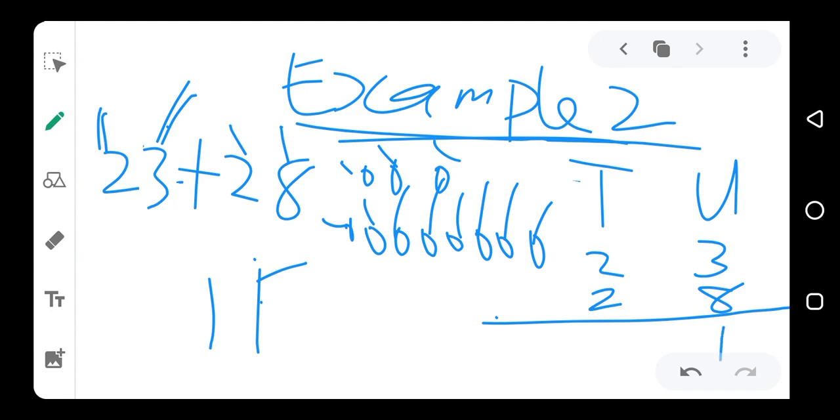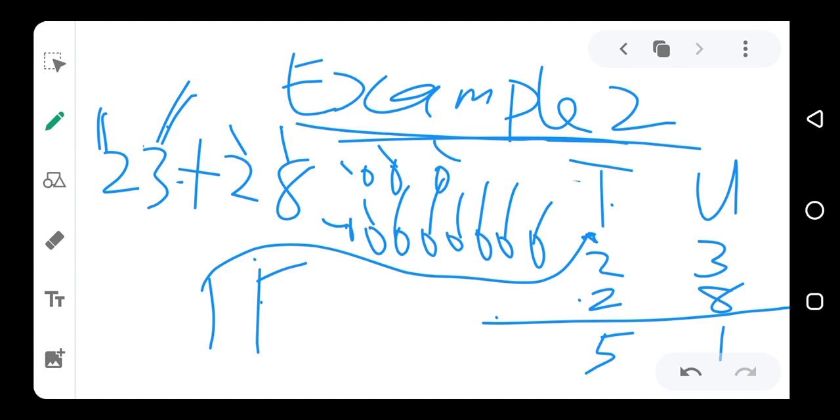And then the second one, we bring the second one and we add it to this 2. It becomes 2 plus 1 is 3. Now we add this second 2, which is 2. Now it becomes 3 plus 2 is 5. So the answer is 51. 23 plus 28 is 51.